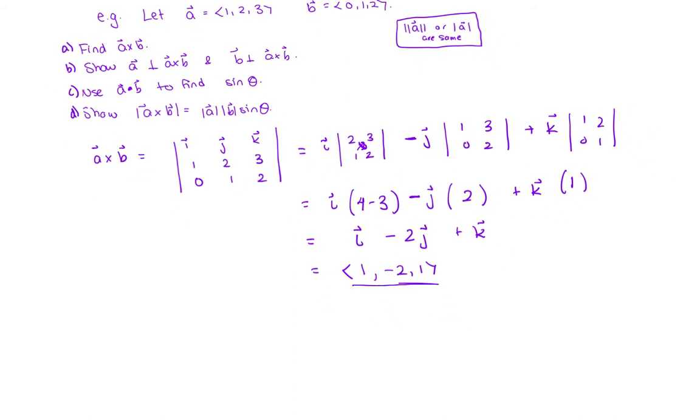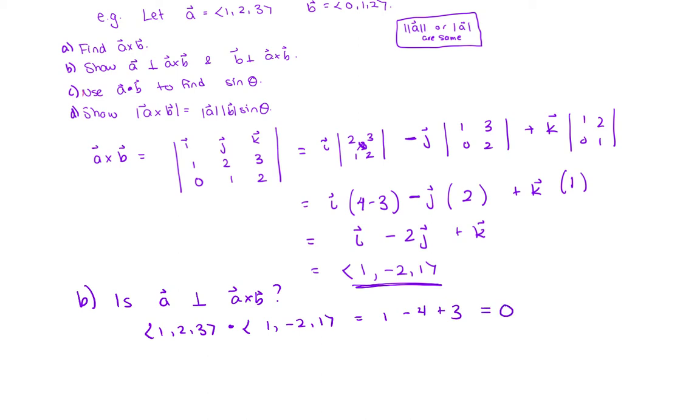Now we had seen that this vector should be orthogonal to both A and B. So to check if A is orthogonal to A cross B, what I need to do is take the dot product of those two vectors and check that it's 0. So I'm going to take the dot product of A with my cross product that we just got. We get 1 minus 4 plus 3, which is 0. So we did get that that was orthogonal.